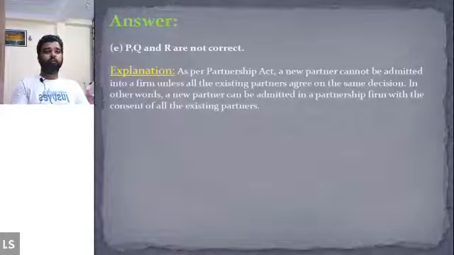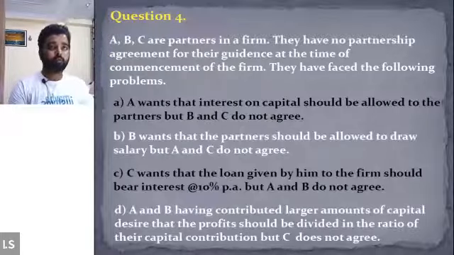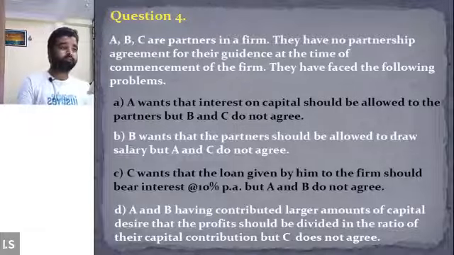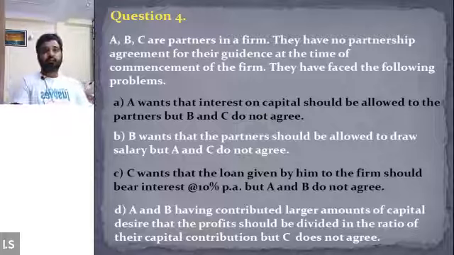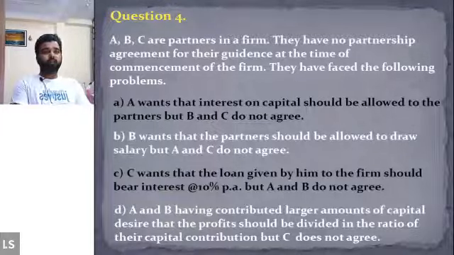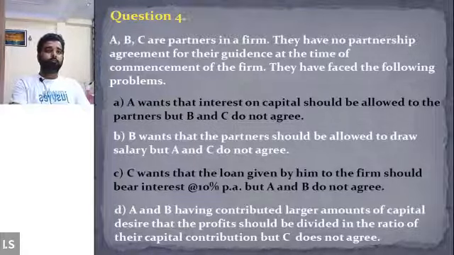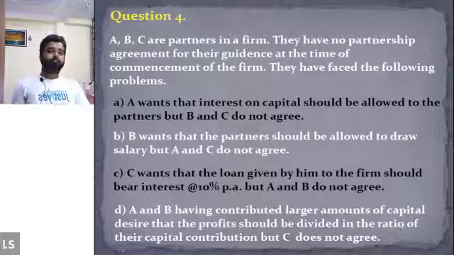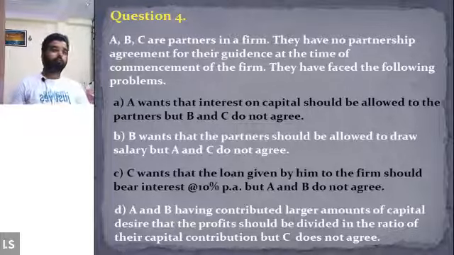All right. Now we are moving to the next question. Question four. Okay, this one is pretty simple. I think we will be able to do it within 5 minutes. Now, question is A, B, C are partners. Again, there are three partners. They have no partnership agreement. So there is no partnership deal this time. It is already mentioned in the question. And they have faced the following problems. Obviously, since there is no agreement, there is going to be a problem.